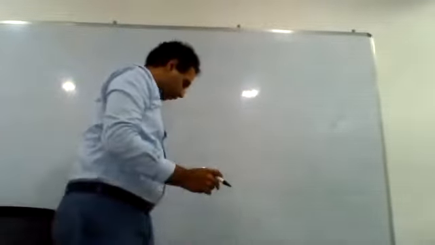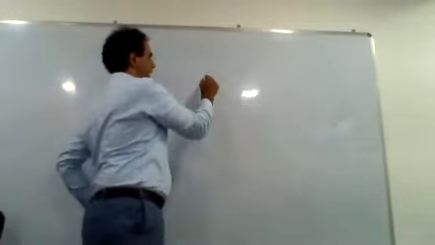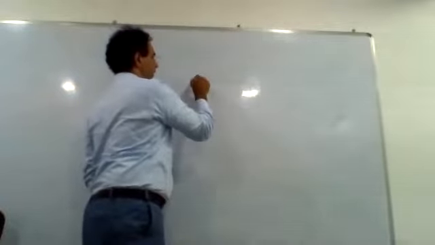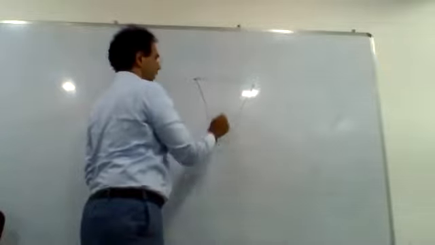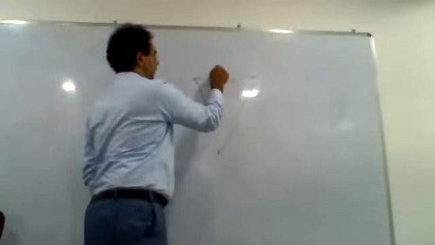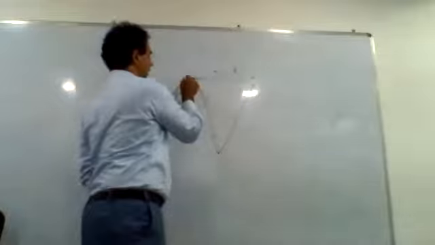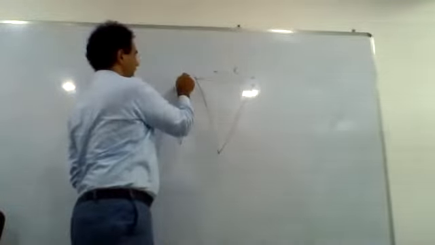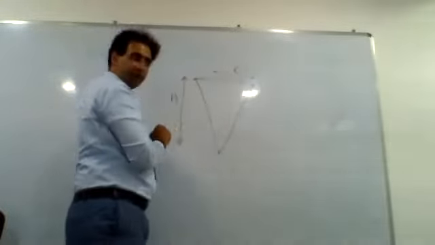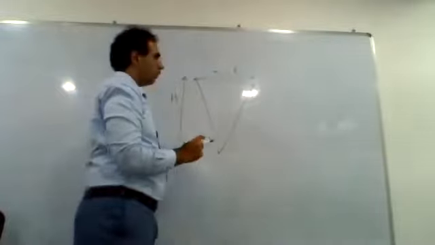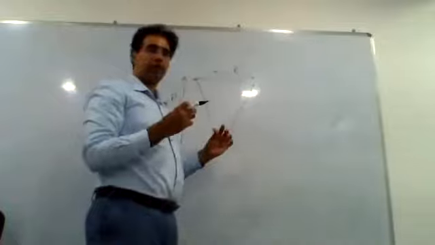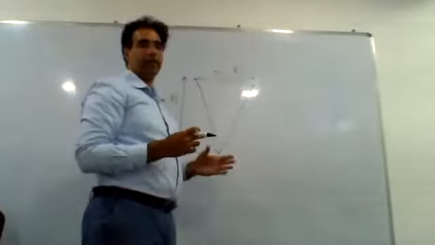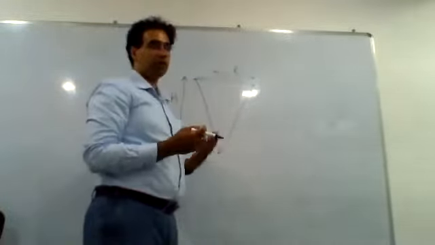To find the volume of a cone, we'll take a cone. For the sake of clarity, we'll invert this cone. We know that the radius of the cone is r, and its height is capital H. Now we have to take a small slice in this cone, find the volume of it, and then integrate it over the whole height so that it will give the full volume of the cone.